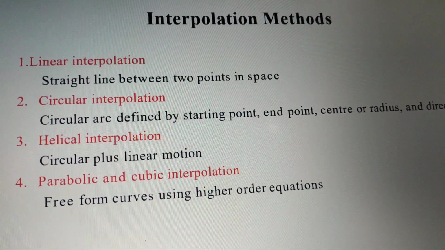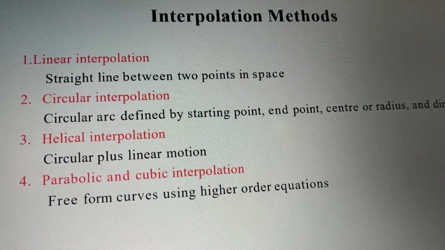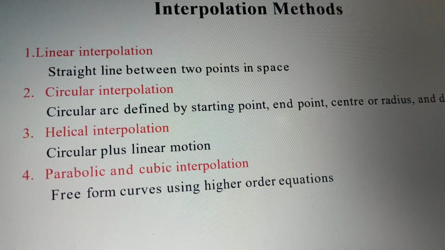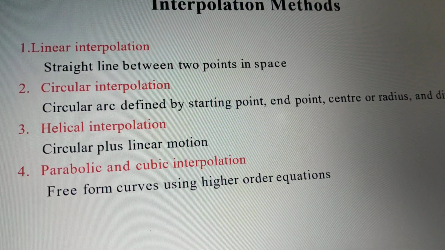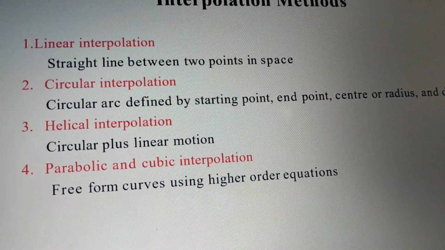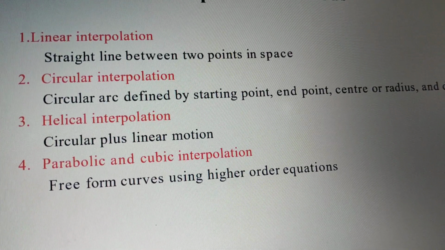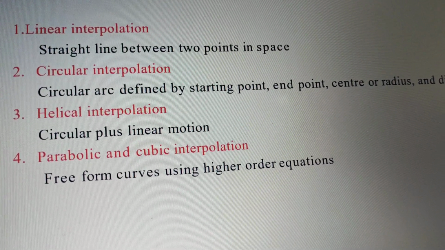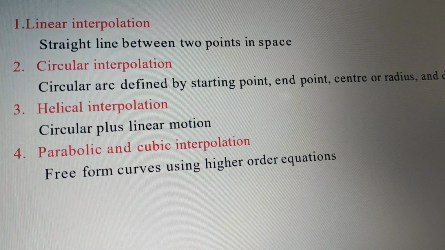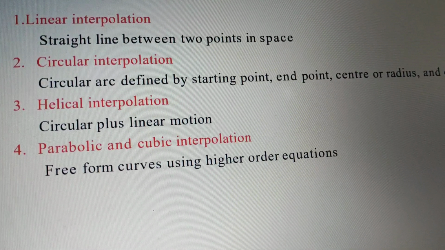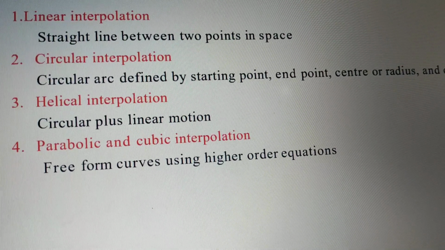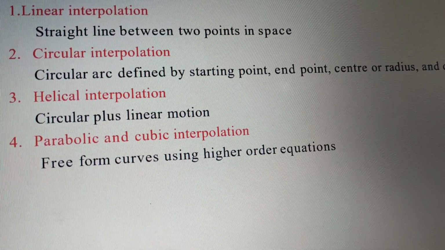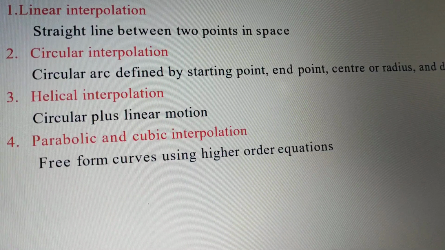Okay, today we are going to discuss the interpolation methods in NC machines and CNC machines. They are linear interpolation, which is used for generating a straight line between two points in space. Generally, this is used for applications like longitudinal turning, facing, and rectangular milling operations.